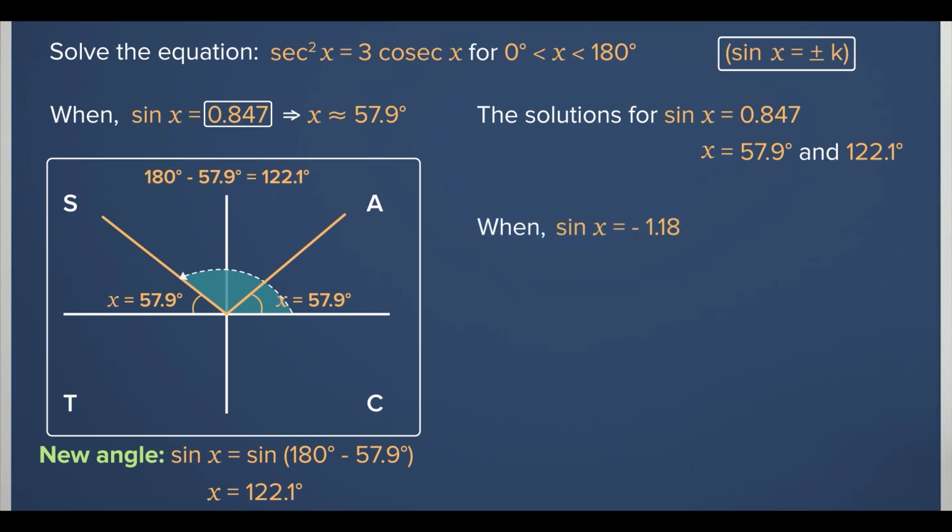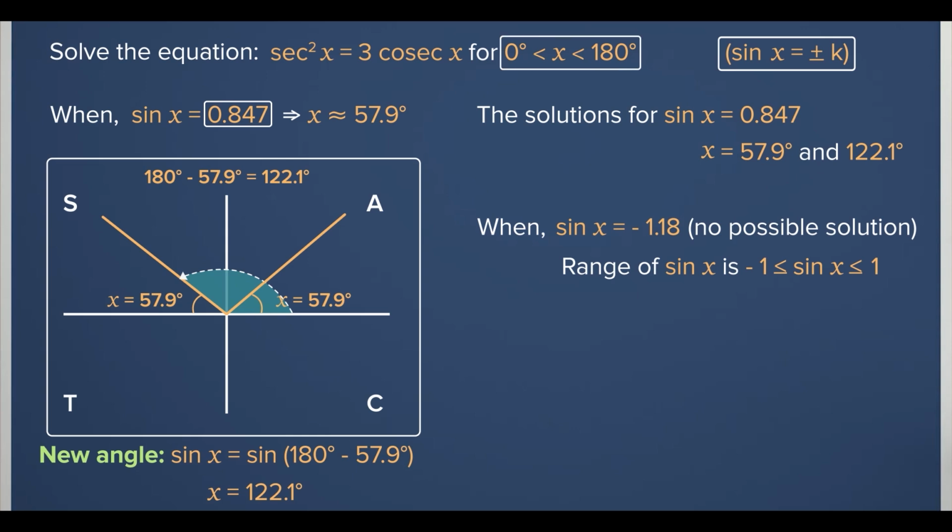Now, for sine x equals minus 1.18, we will never get any solution. This is because the range of values of the sine function always lies in between minus 1 and plus 1. And another reason is the provided domain in the question is from 0 to 180 degrees. It means the sine function will never have negative values in first and second quadrants. That's why our final solutions for the provided equation would be only 57.9 degrees and 122.1 degrees.